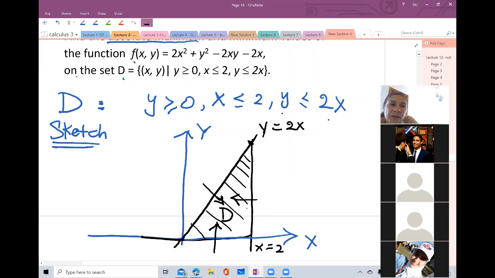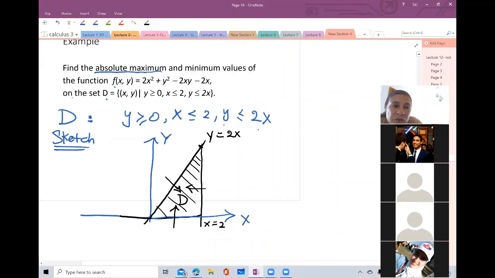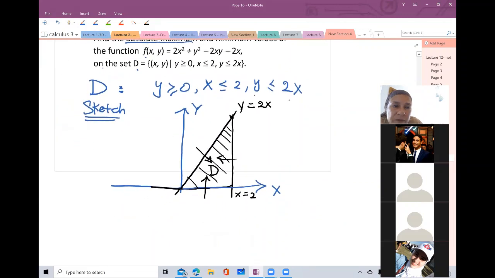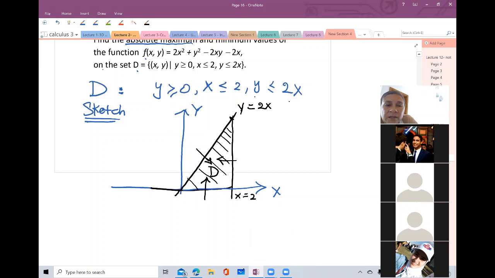Got it? So I still didn't solve. I'm just understanding my problem. I found that I have a triangle and I want to solve this problem. Any questions? Okay, so let's understand more. What about my domain D? Is it closed? Just a quick observation.